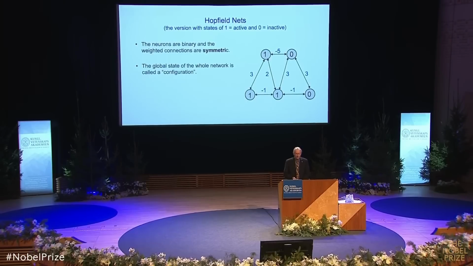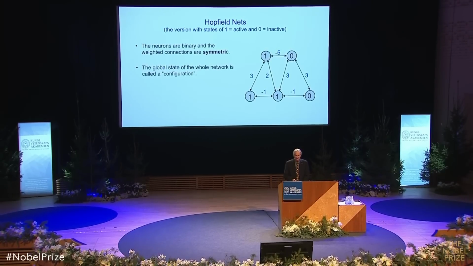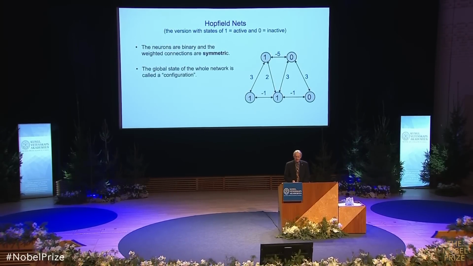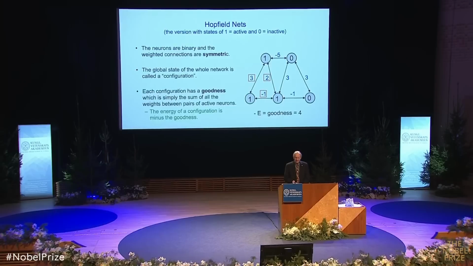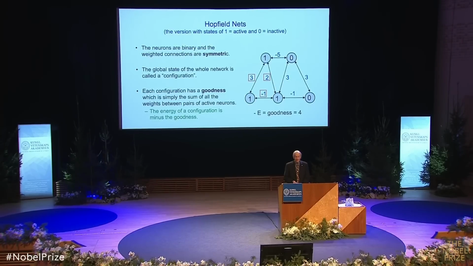The global state of a whole network is called a configuration, just so we seem a bit like physics. And each configuration has a goodness. The goodness of a configuration is simply the sum over all pairs of neurons that are both on, of the weights between them. So those weights in red boxes, you add those up, and you get 4, hopefully. That's the goodness of that configuration of the network. And the energy is just minus the goodness.